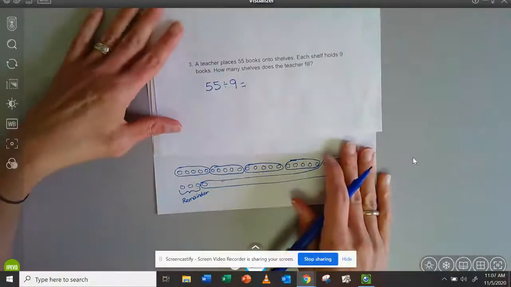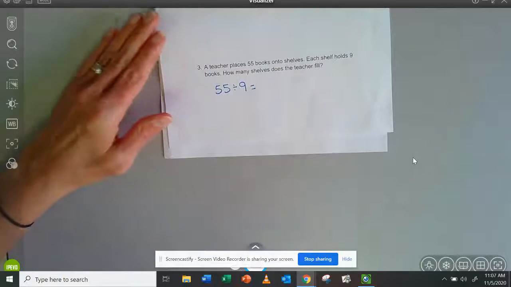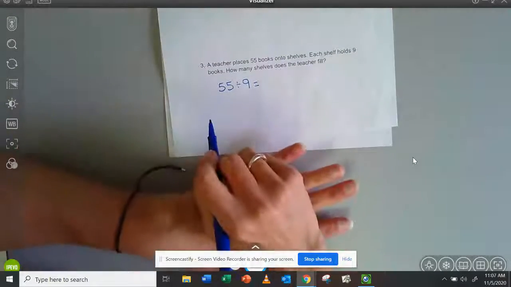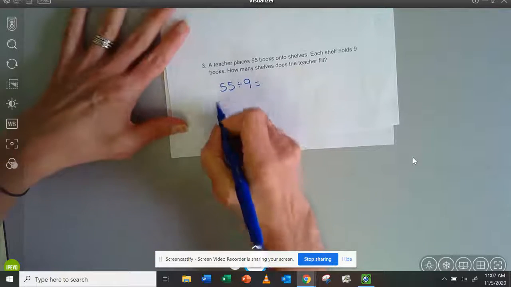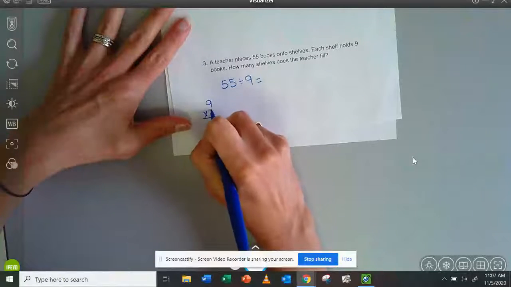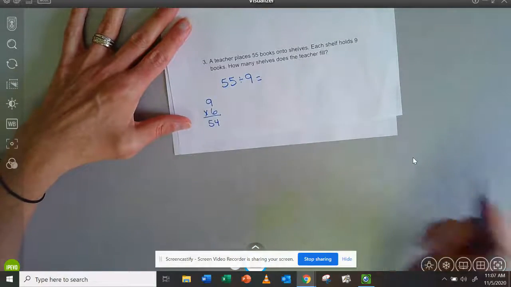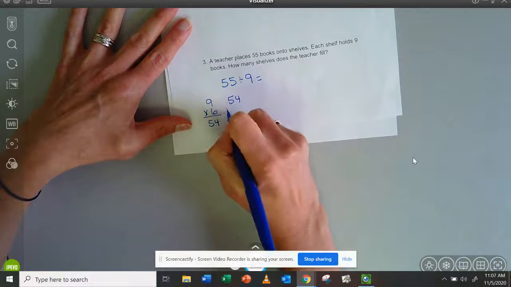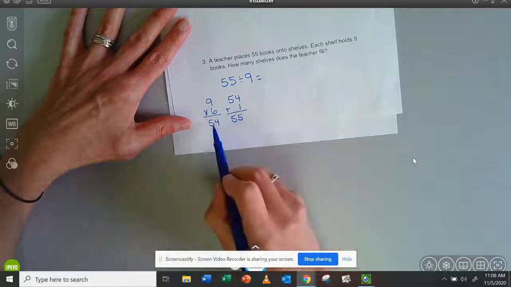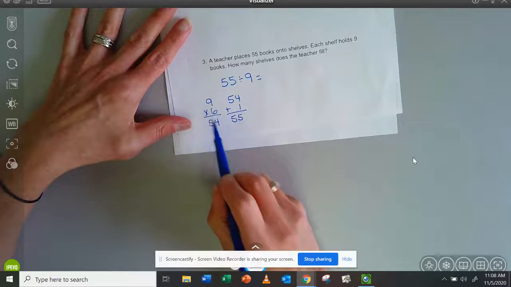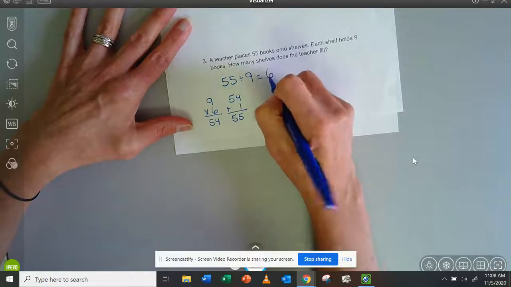So I know that 9 times 6 is 54. That is very close to 55. It's only one away. So 54 plus 1 gets me to 55. So I know I could never go to 9 times 7 because that would take me over the 55. So my answer to this problem is going to be 6, remainder 1.